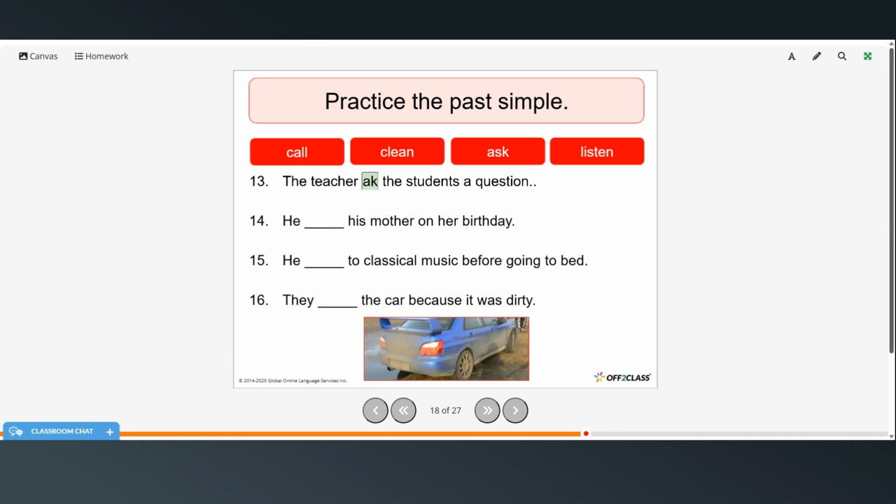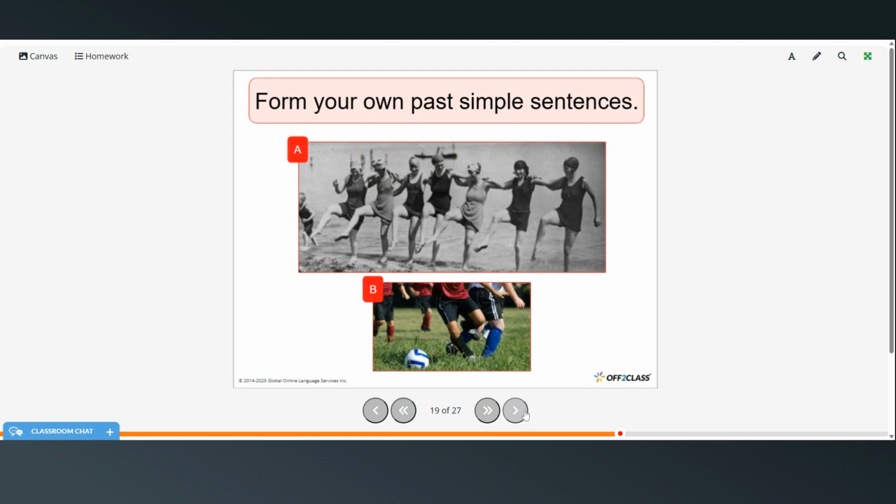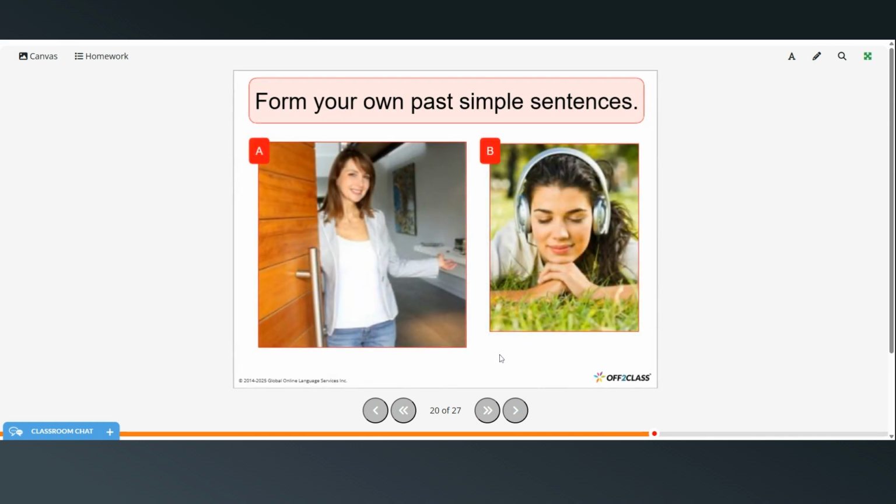The teacher asked the students a question. He called his mother on her birthday. He listened to classical music before going to bed. And they cleaned the car because it was dirty. Now see if you can make your own past simple sentences for each picture. I'm going to try for these pictures as well.